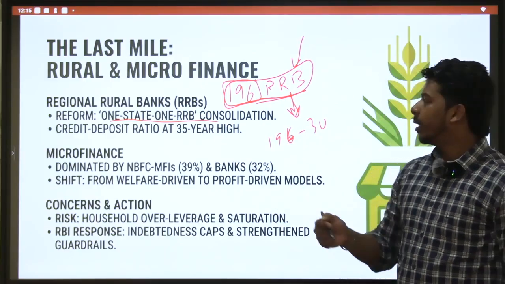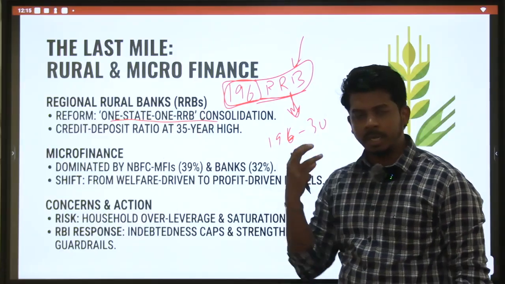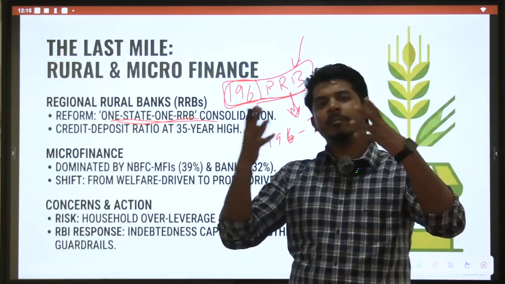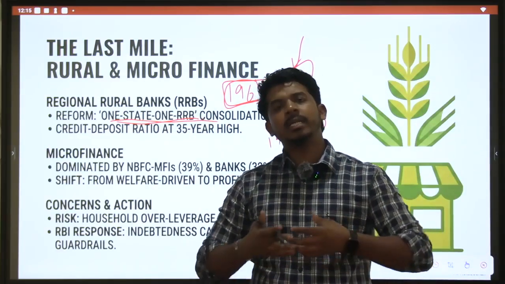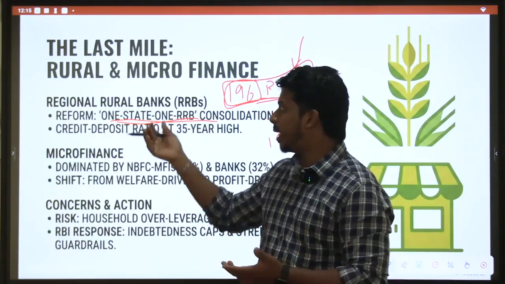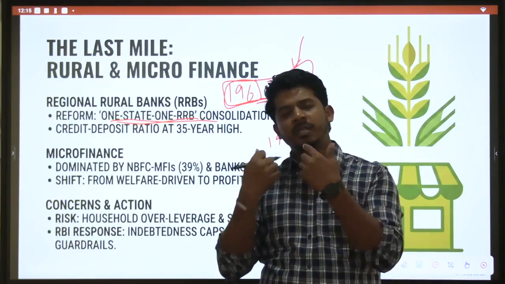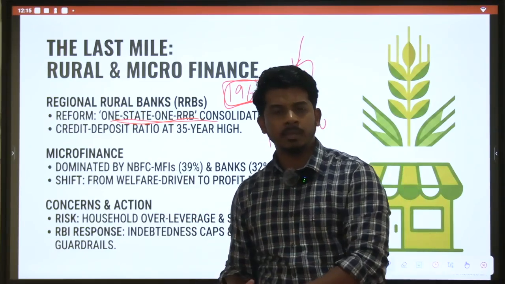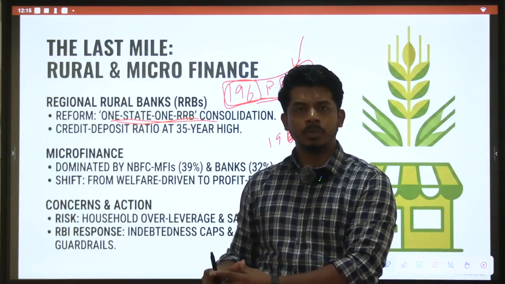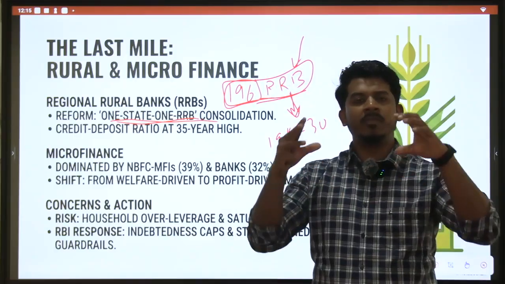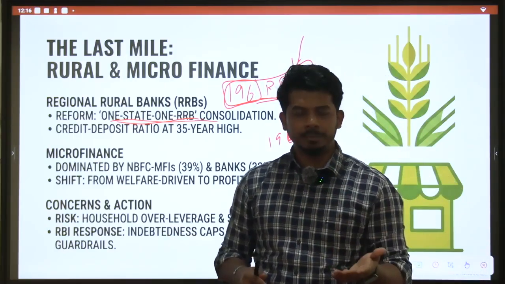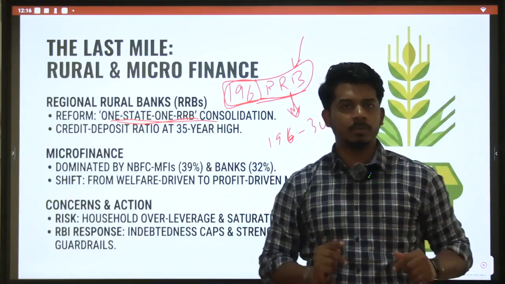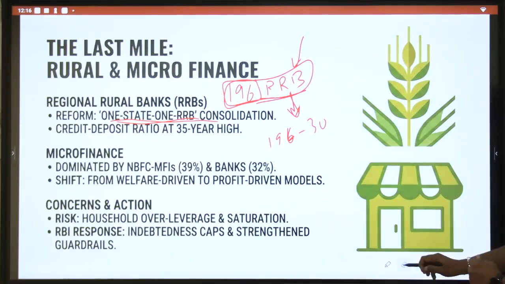But the problem is, the moment you create one RRB for one state, it becomes a very big, large financial institution. Now that is the problem. That is the very reason we created RRBs: because the previous financial institutions were too big to focus on the common person. You created smaller banks, but because smaller banks are having some issues, now the solution you are saying is to merge them and form a big one. Now you are back to square one. So this move is being criticized right now. For mains, you can write a critical analysis of this one state, one RRB policy of the Government of India.